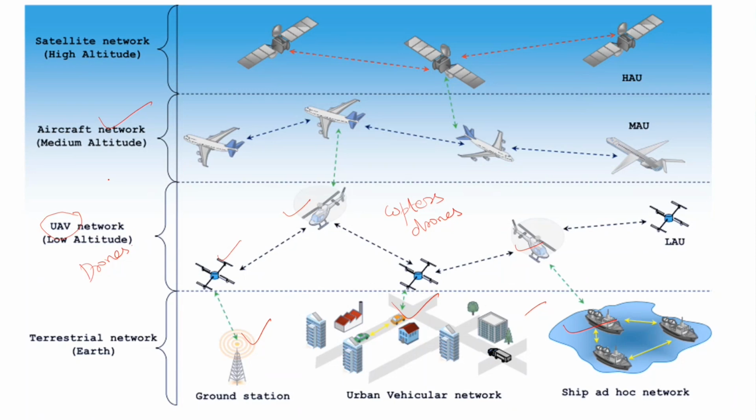Next thing is the aircraft network, at a height of 32,000 feet. So mostly your aeroplanes. Whenever you travel in an aeroplane, they will be flying there. Above the high altitude network, we have satellites, about 32,000 kilometers above the Earth's surface or something like that. So these are the different kinds of networking.